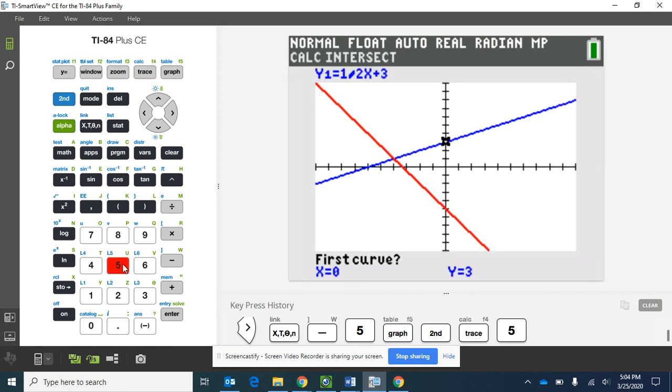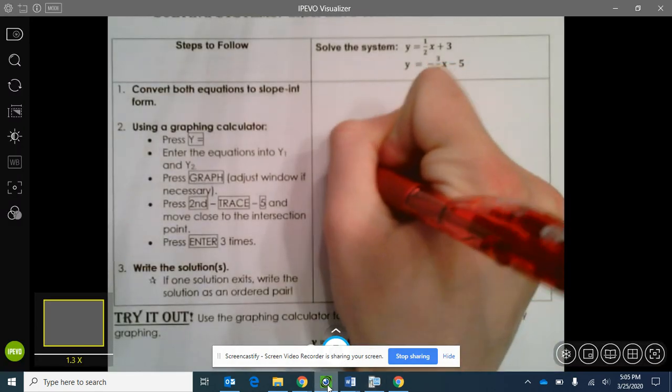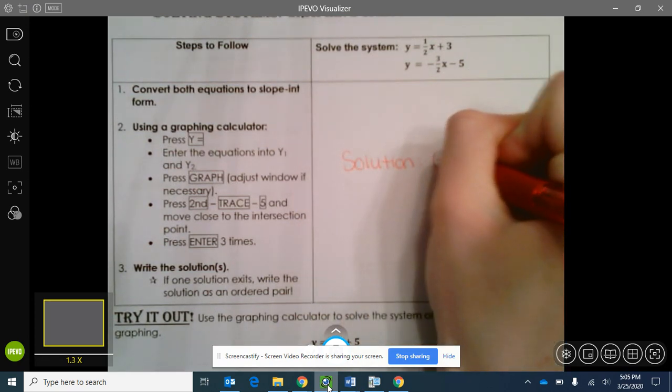And then your calculator is just going to basically ask you some simple questions. It just wants to verify a couple things. So just push enter. So it says first curve, yes, enter. Second curve, yes, enter. And then it says, do you want me to guess? Yes, calculator. Hit enter. So there's your point of intersection. It shows up on the bottom of the screen below the graph. X is -4, y is 1. So we're going to go back, and then we would just write that solution as an ordered pair always, -4, 1.